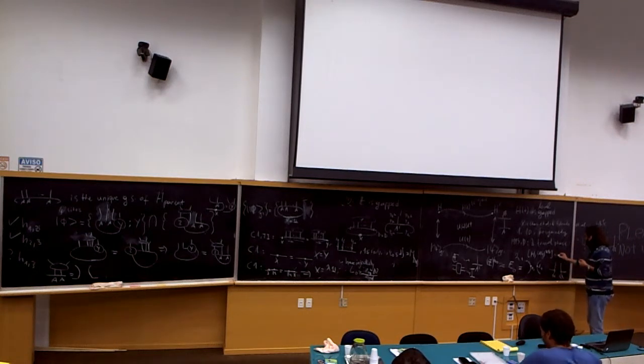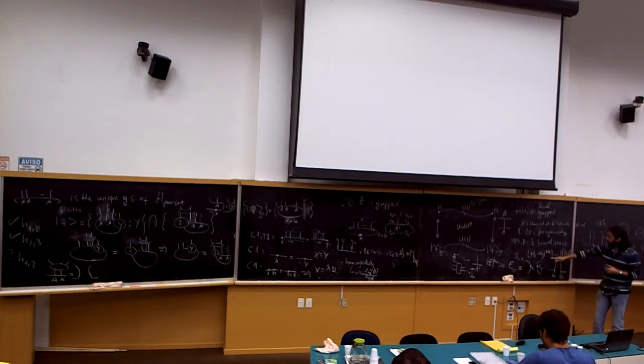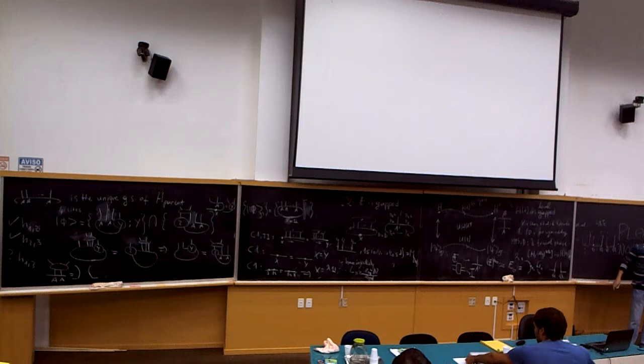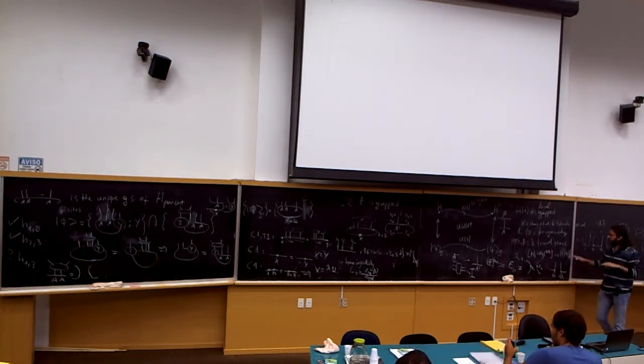And then people found, again by using the techniques of MPS, that the 1D phases under the global symmetry are characterized by the second cohomology class, where they use the projective representations.